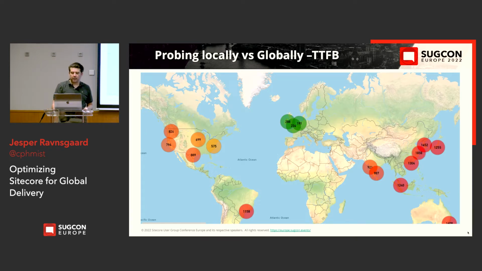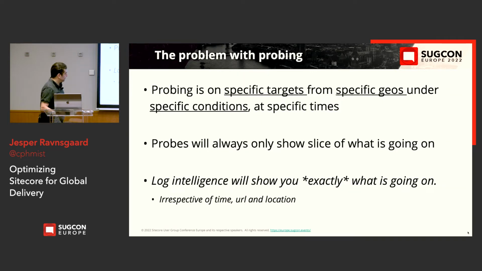So the problem with probing is the following. The main problem, and I have a table on this in a second. When you probe something to get an idea of what's going on, you have already determined what you're looking for. You have set your eyes on a specific page that you're testing from a specific location at a specific frequency under conditions that you have predetermined.